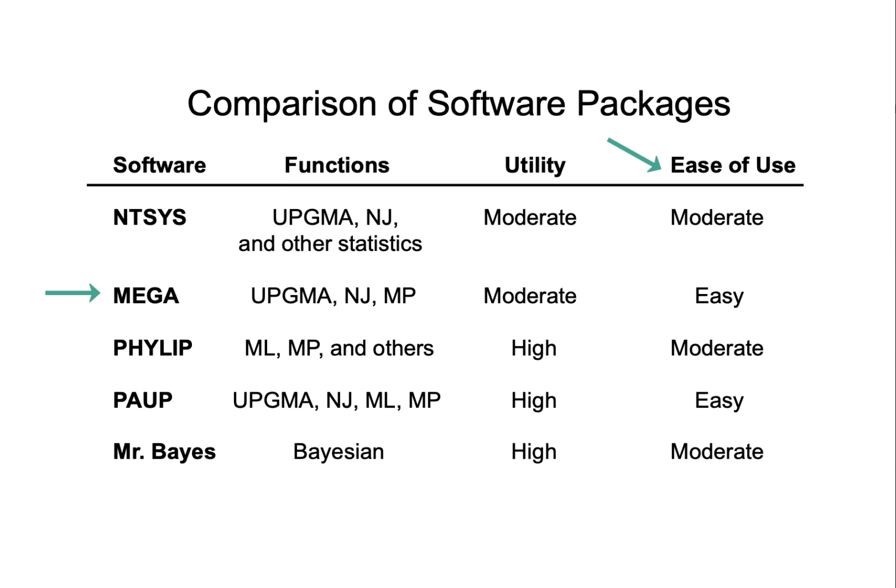Ease of use: NTSYS is very easy, PAUP's very easy. PHYLIP I find a little more difficult, although some people find it easy. And MrBayes is a little bit difficult to learn at the beginning. Once you learn it, it's not so bad.